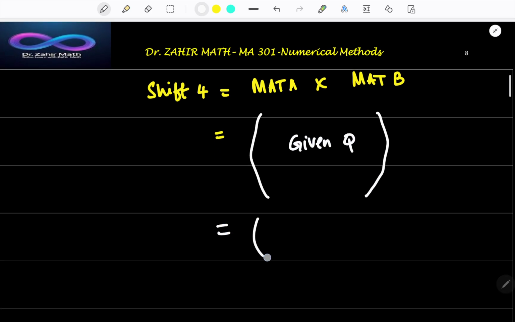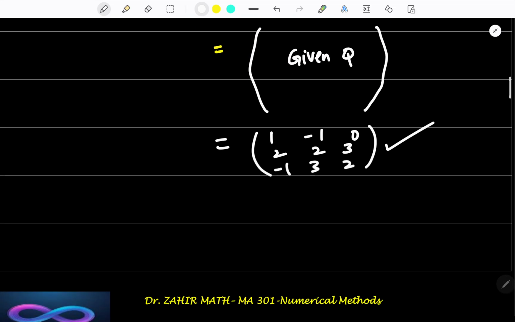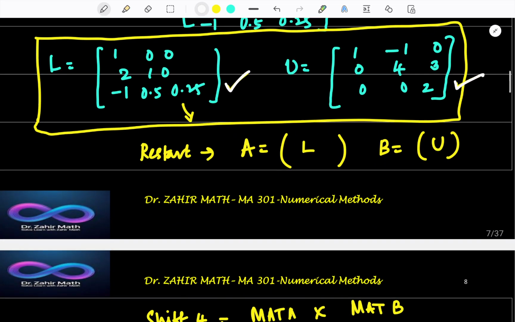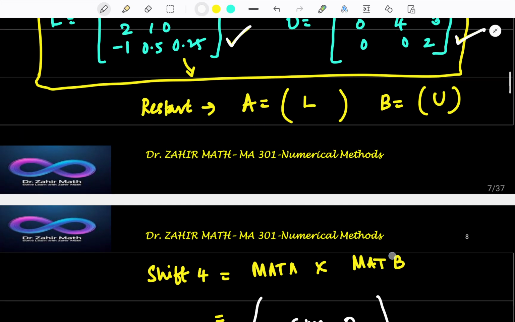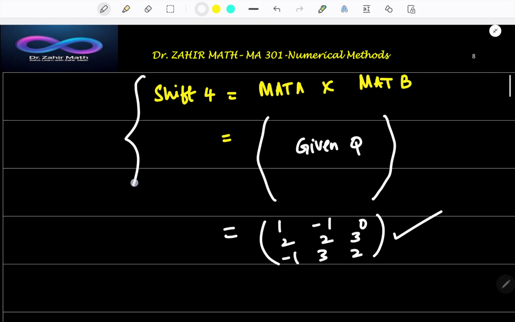What is the given question, teacher? The given question is 1 negative 1 0, 2 2 3, minus 1 3 2. If you get this answer, then your L is correct and your U is correct. Otherwise, it's wrong. Keep in your mind. Understood? Should I need to do all this in the exam, teacher? No. This is for your confirmation. You want to make sure whether your answer is correct.